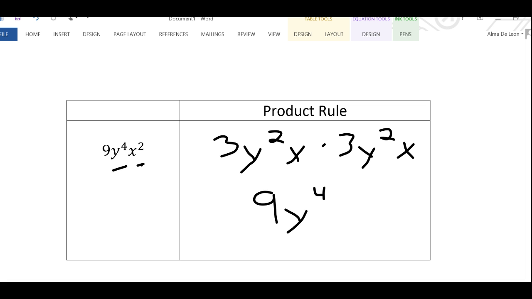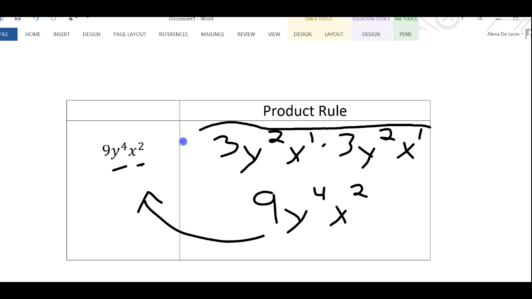Then I look at my x's. If you don't see an exponent, you put an invisible 1. There's an invisible 1 exponent. So I keep the base, which is x, and I add their exponents, which is 1 plus 1 is 2, which is what I wanted. I ended up with this solution. So the problem that I came up with using the product rule is 3y squared x times 3y squared x.